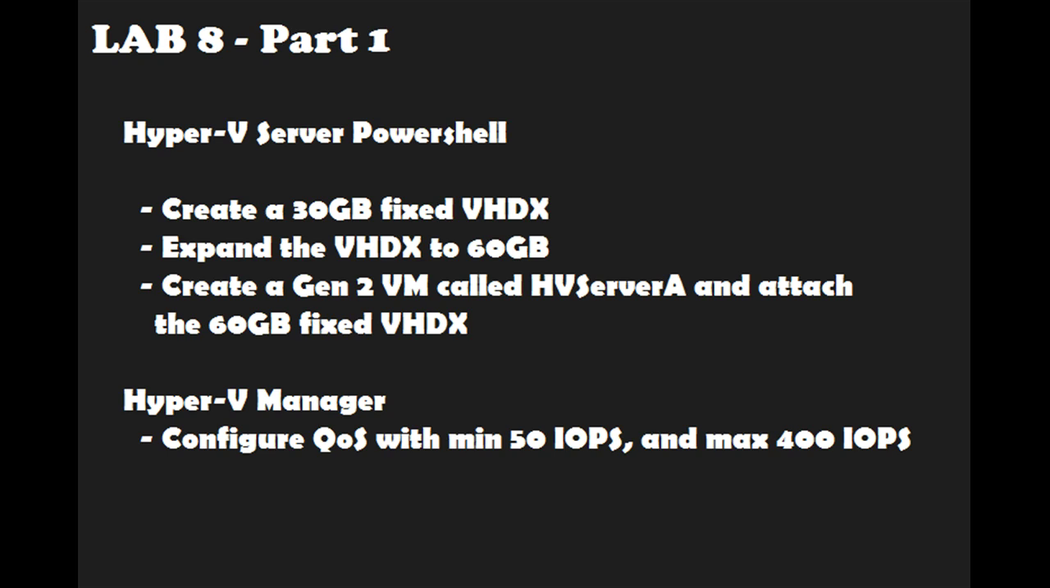Alright. Part 1, we went over creating a 30GB fixed virtual hard disk, where I expanded the virtual hard disk to 60GB. We created a generation 2 virtual machine called Hyper-V Server A and attached the 60GB fixed virtual hard disk to it. And then we went over to Hyper-V Manager and configured the quality of service with a minimum of 50 IOPS and a max of 400 IOPS.